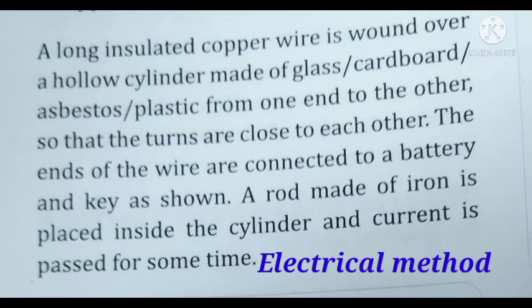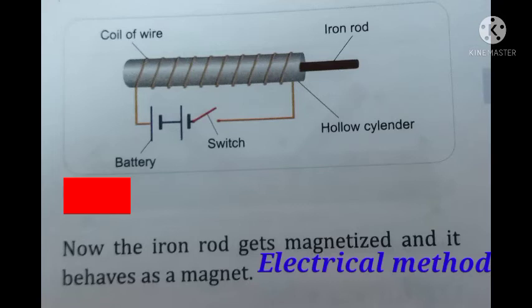A long insulated copper wire is wound over a hollow cylinder made of glass, cardboard, asbestos or plastic from one end to the other so that the turns are close to each other. The ends of the wire are connected to a battery and key. A rod made of iron is placed inside the cylinder and current is passed for some time. Now the iron rod gets magnetized and it behaves as a magnet.